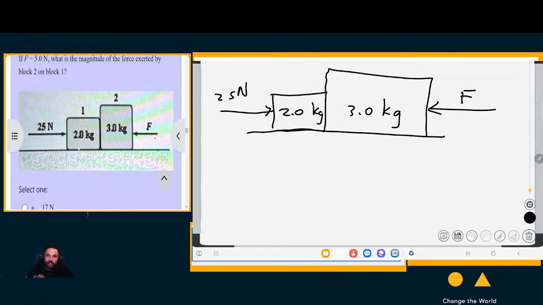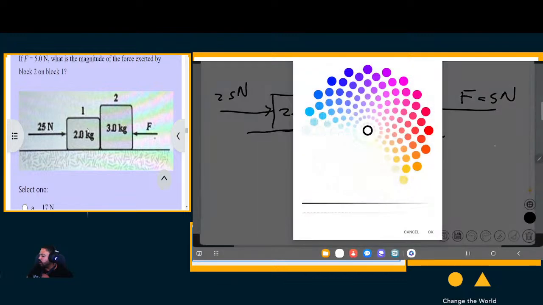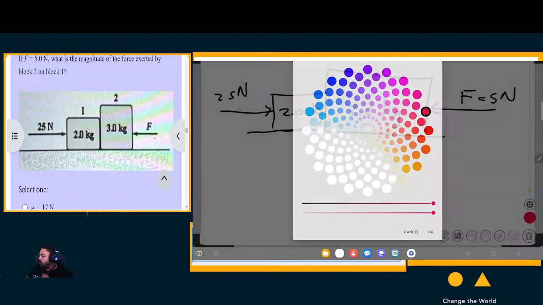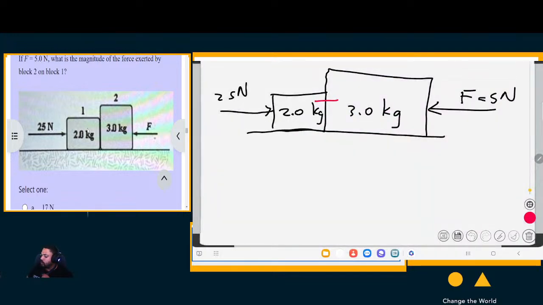The question is, if F, this force here, is equal to 5 newtons, what is the magnitude of the force exerted by block 2 on block 1? So what would be the force exerted by block 2 here, this force? Let me just take another color. What is the force that block 2 would exert on block 1? This force F2 on 1. What would that force be? Okay, let's go work it out.